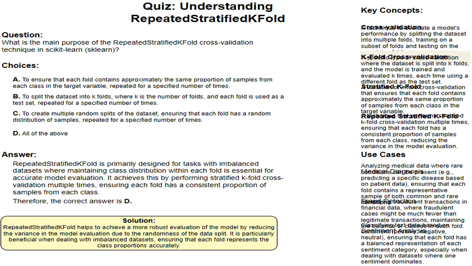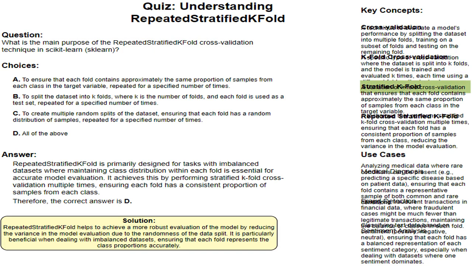K-fold cross-validation. A specific type of cross-validation where the dataset is split into K folds, and the model is trained and evaluated K times, each time using a different fold as the test set. Continuing the previous example, with 5 folds, you would train the model 5 times, each time using a different fold as the test set.